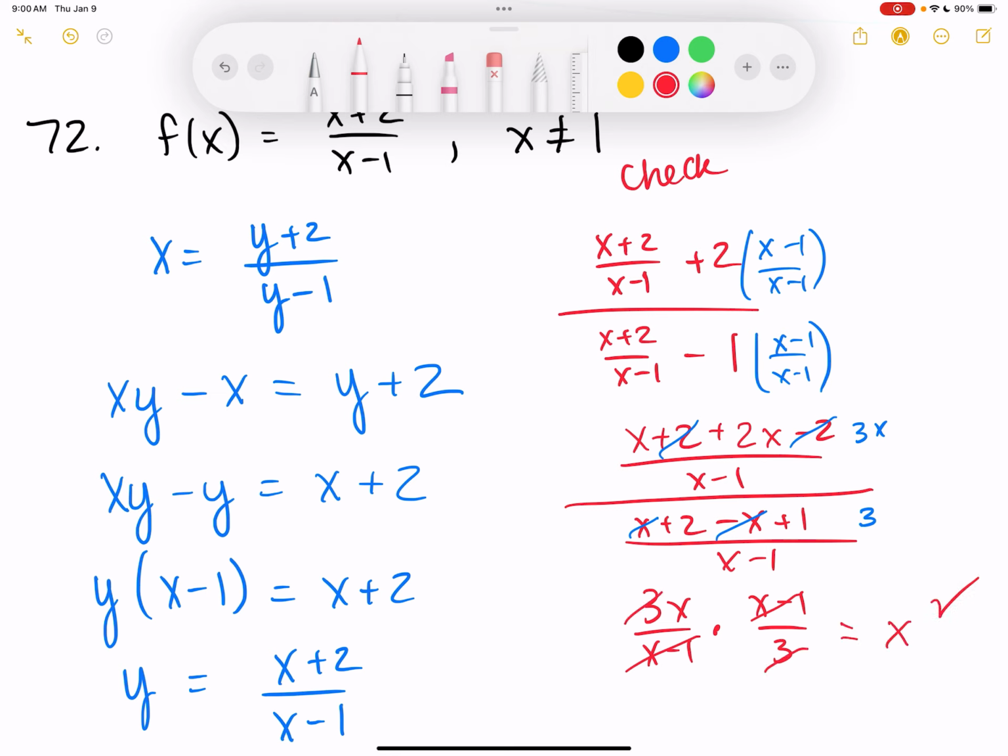So it was an inverse. So it happened on this one that the inverse and the original were exactly the same. I don't see that super often, so it's pretty cool that this one did that. Any questions on that?